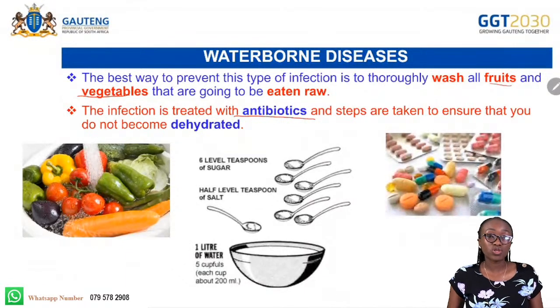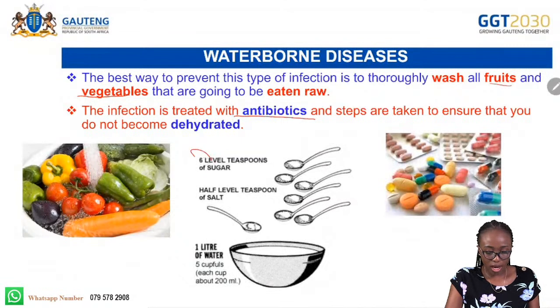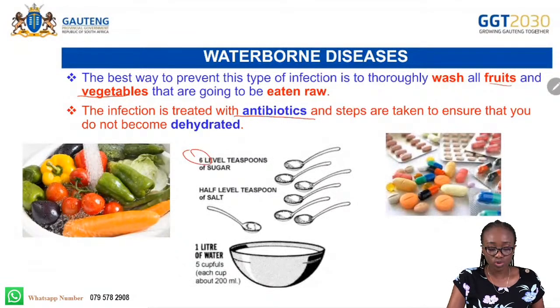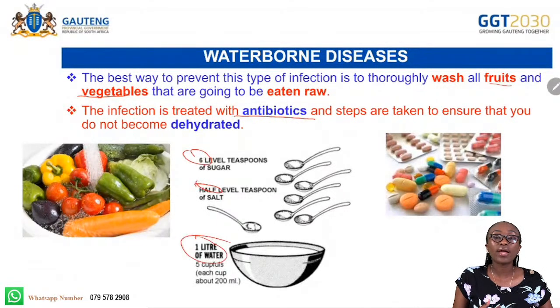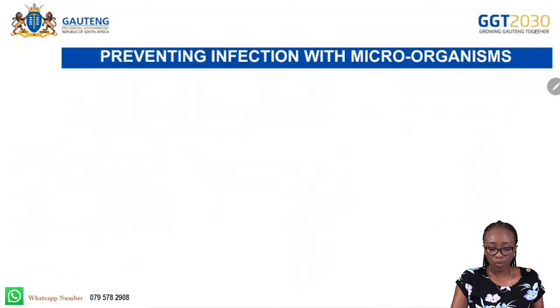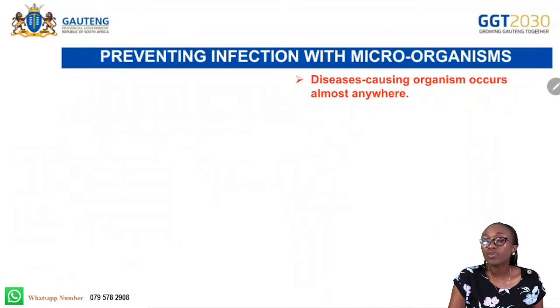For example, the salt and sugar solutions, where you add 6 level teaspoons of sugar and half a level teaspoon of salt to a liter of water. Make sure that the 1 liter of water has been boiled. How can we prevent further infection or infection with microorganisms?